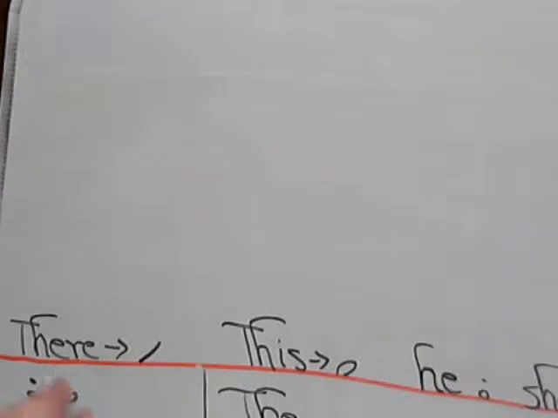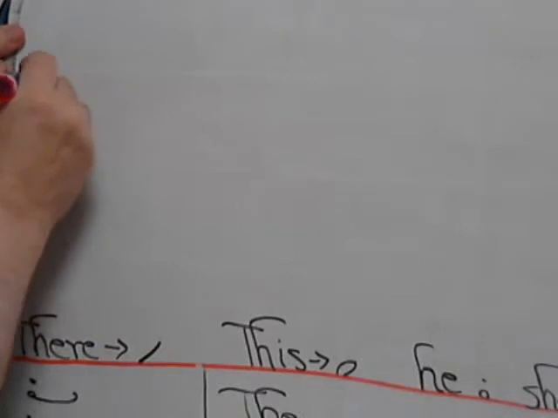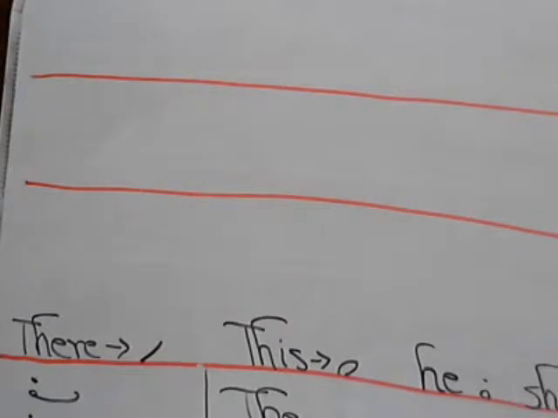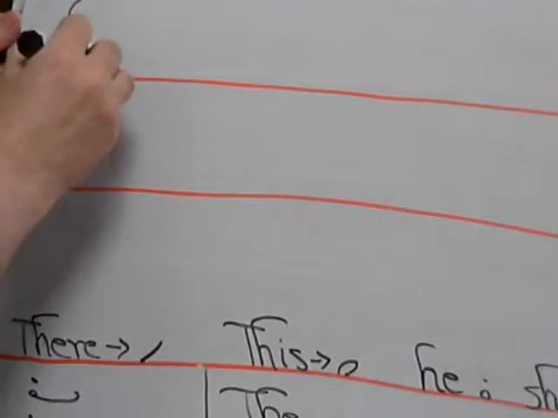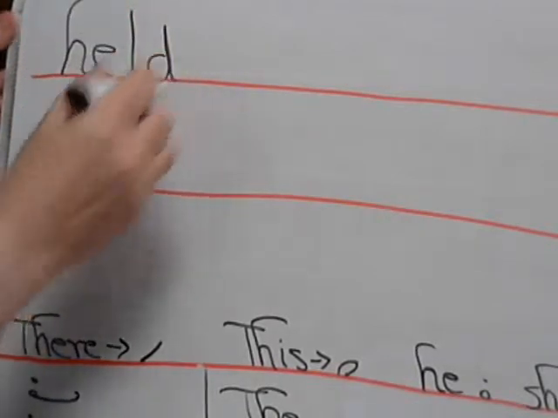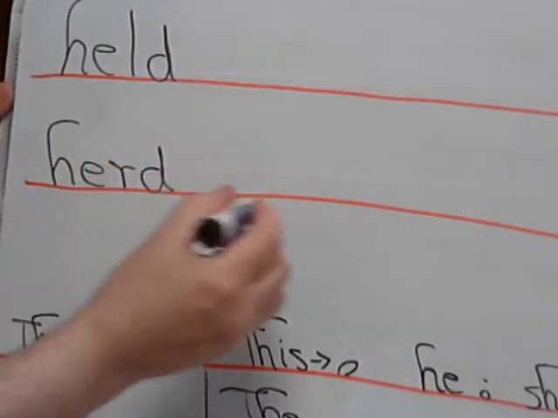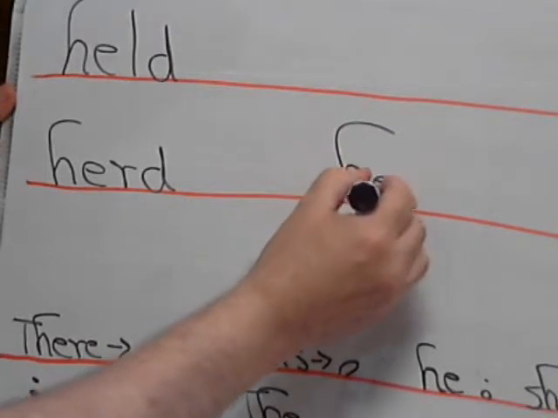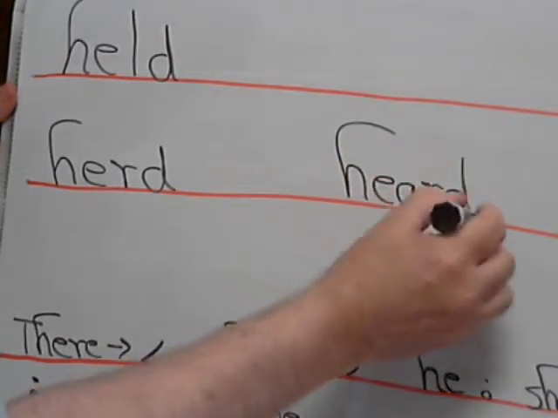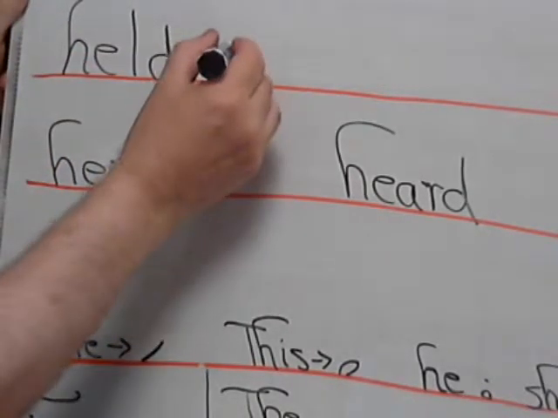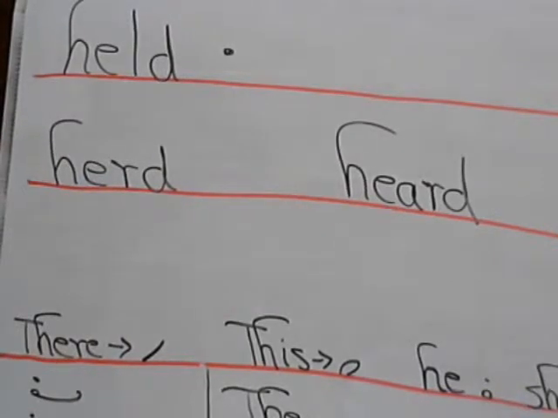Okay, let's look at the word heard and the word held. Now the word held, H-E-L-D, and the word heard, H-E-R-D, or H-E-A-R-D. Now, notice the word held ends with an L-D. The word held will be H. Remember, when the dot's above the line, it becomes an H.